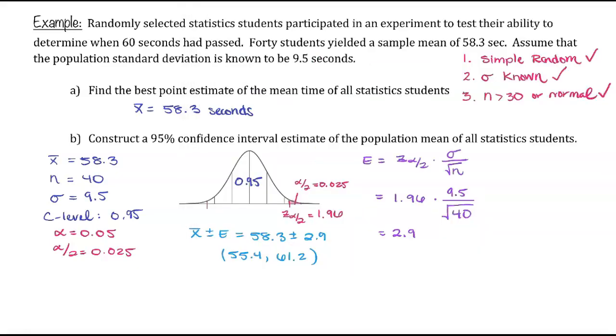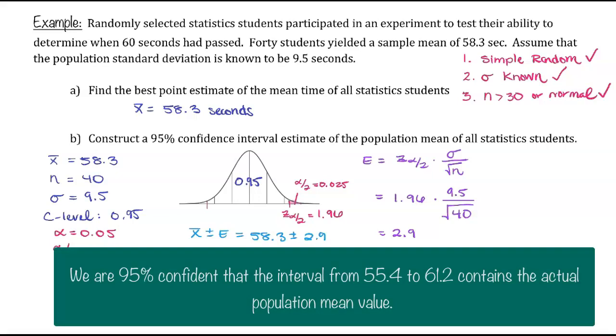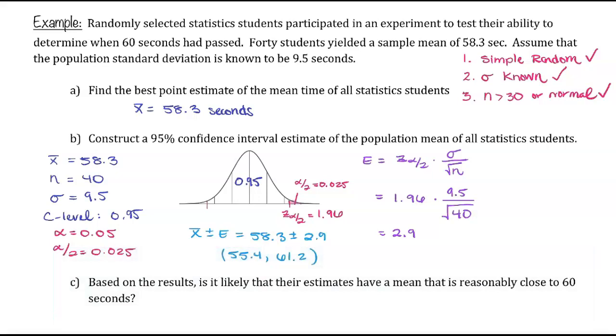This interval is a 95% confidence interval estimate for the population mean, and we could state our results by saying we are 95% confident that the interval from 55.4 to 61.2 actually does contain the true value of the population mean.